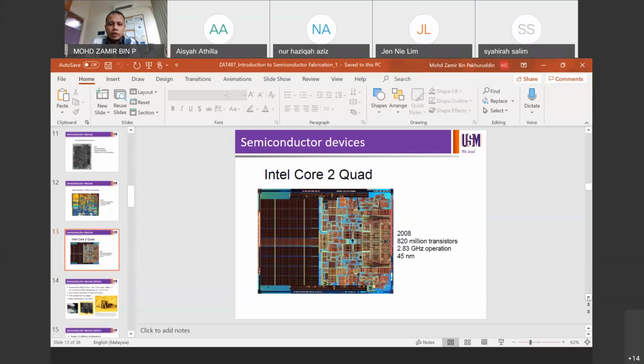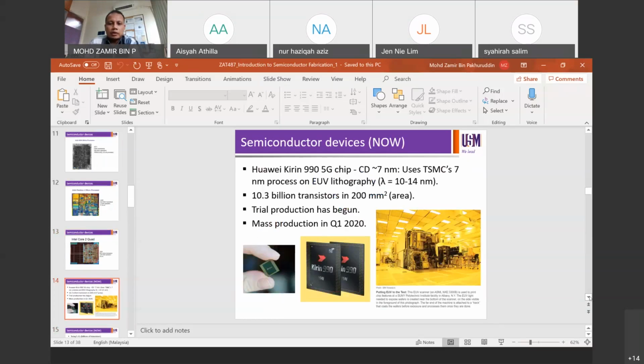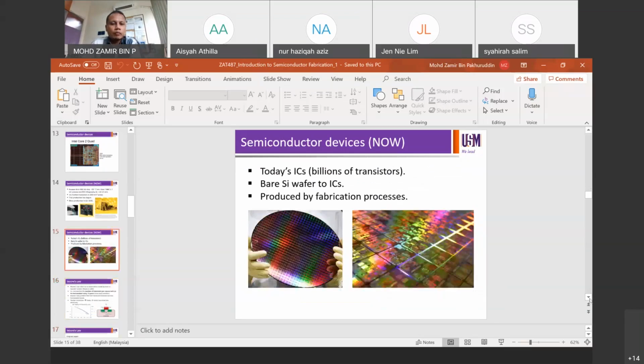Okay. Intel Core 2 Quad, 2.83 gigahertz, 45 nanometer, with 820 million transistors. And the latest one, or among the latest, is the Huawei Kirin on a 7 nanometer process by TSMC, with 10.3 billion transistors in 200 square millimeter area, right? This is in this year.